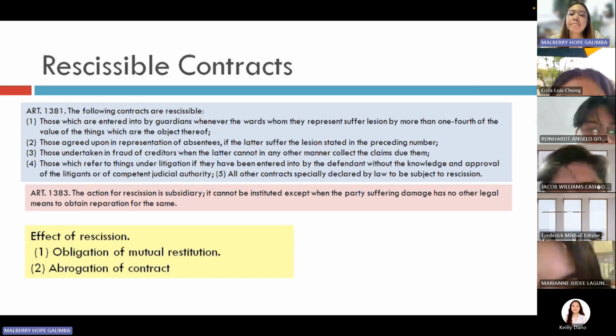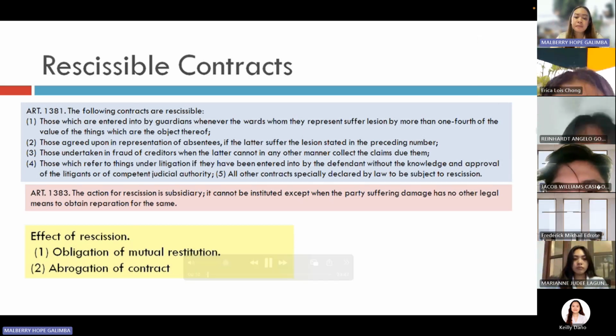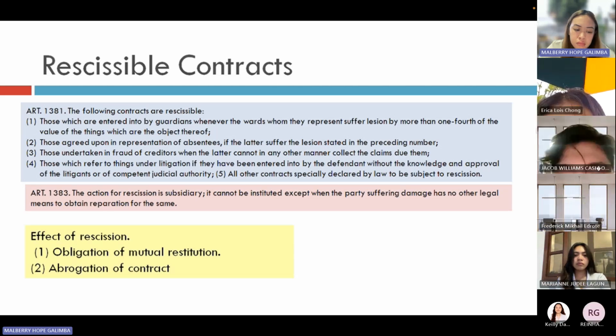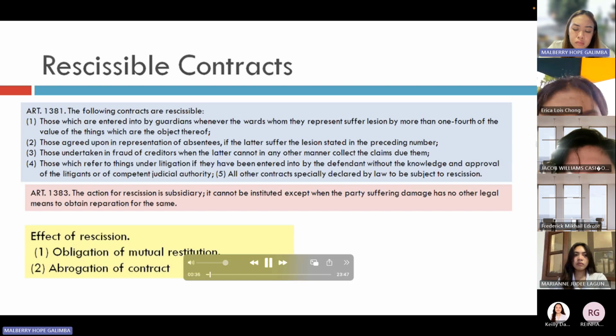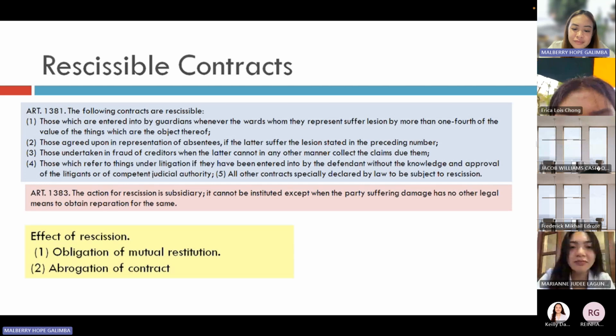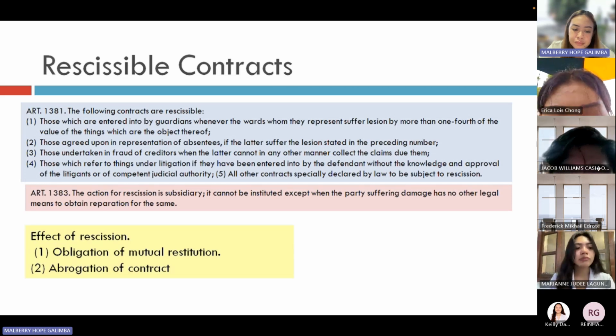Rescissible contracts. First, those which are entered into by guardians whenever the wards whom they represent suffer lesion or economic damage by more than 1/4 of the value of the things which are the object thereof. Second, those agreed upon in representation of absentees if the absentees suffer the lesion stated in the preceding number. Number 3, those undertaken in fraud of creditors when the latter cannot in any other manner collect the claims due them. Fourth, those which refer to things under litigation if they have been entered into by the defendant without the knowledge and approval of the litigants or of competent judicial authority. Fifth, all other contracts specially declared by law to be subject to rescission.